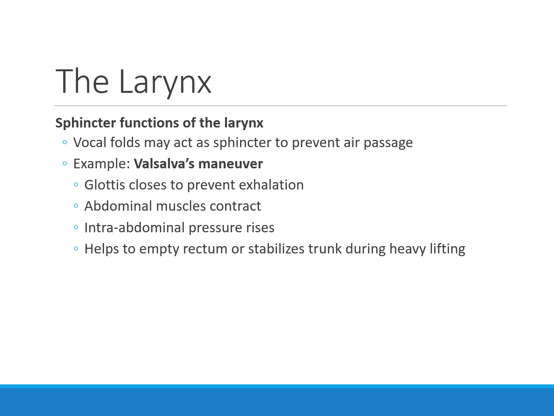The sphincter functions of the larynx: the vocal folds may act as a sphincter. A sphincter is just a ring of muscle that's controlling movement, and what it does is it prevents air passage. An example of this is the Valsalva maneuver. This is when the glottis closes to prevent exhalation and the abdominal muscles contract and the intra-abdominal pressure rises. So this is anytime you're told to push. So if you have had a baby and you're pushing that baby out, you're doing the Valsalva. People do it all the time when they empty their bowel, but they also do it when they stabilize their trunk when they're picking up something really, really heavy. You basically push down and from your throat, and that's a Valsalva.